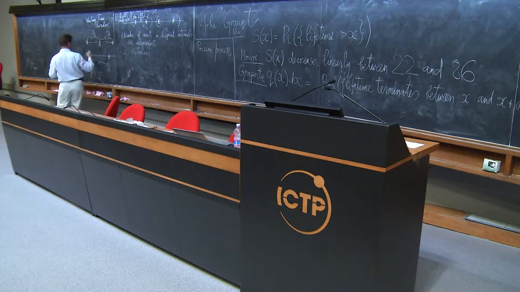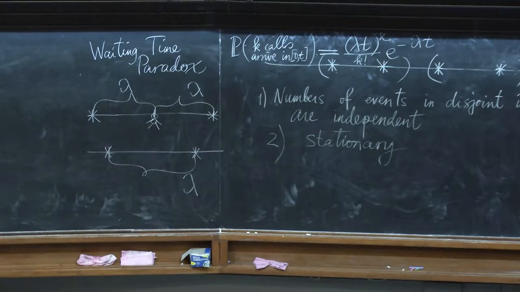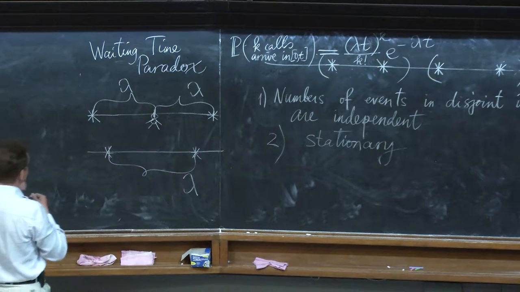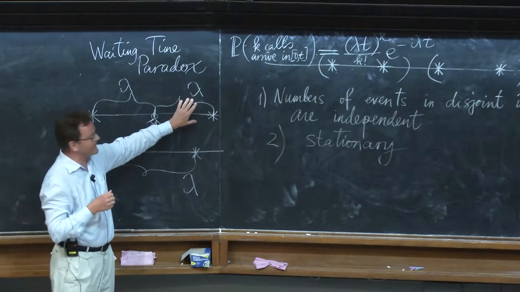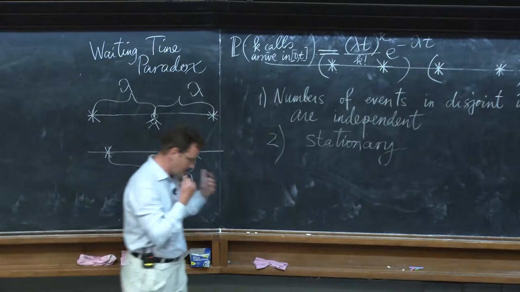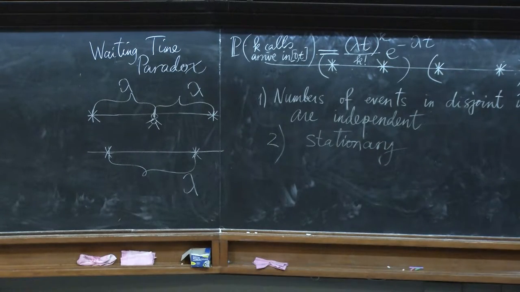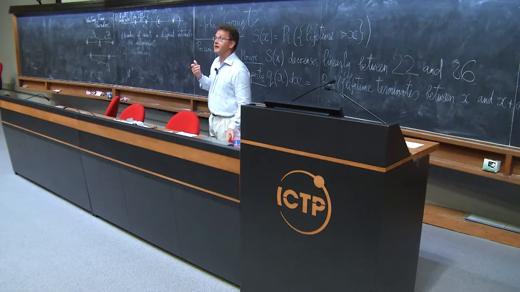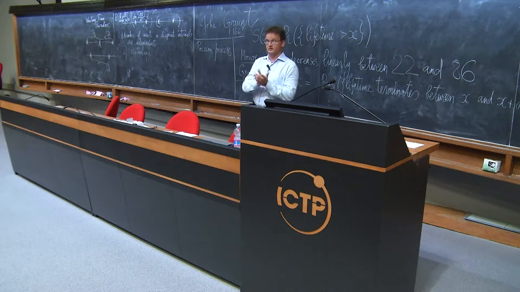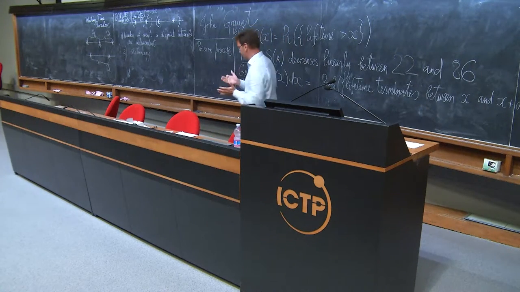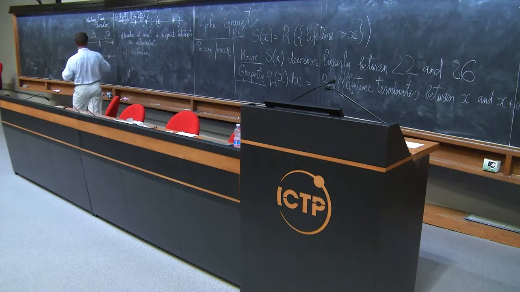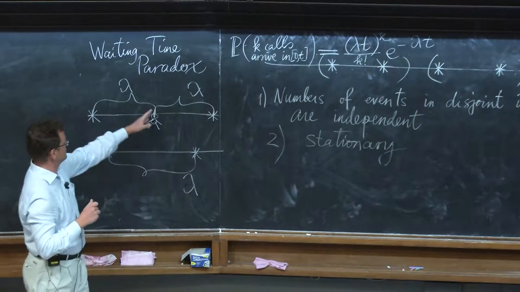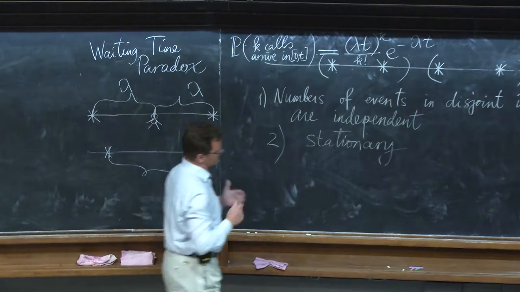But here there is this paradox. This is lambda, this is lambda, and this is lambda. So in fact, the solution to the paradox lies in the fact that when I say average waiting time, it's like many paradoxes in probability theory in that the expectation is taken with respect to different probability distributions. And this is why the sum formula doesn't work. So in fact, this lambda is the expectation taken with respect to the Palm measure, whereas this is the expectation taken with respect to the initial measure. And this is the solution to the paradox.